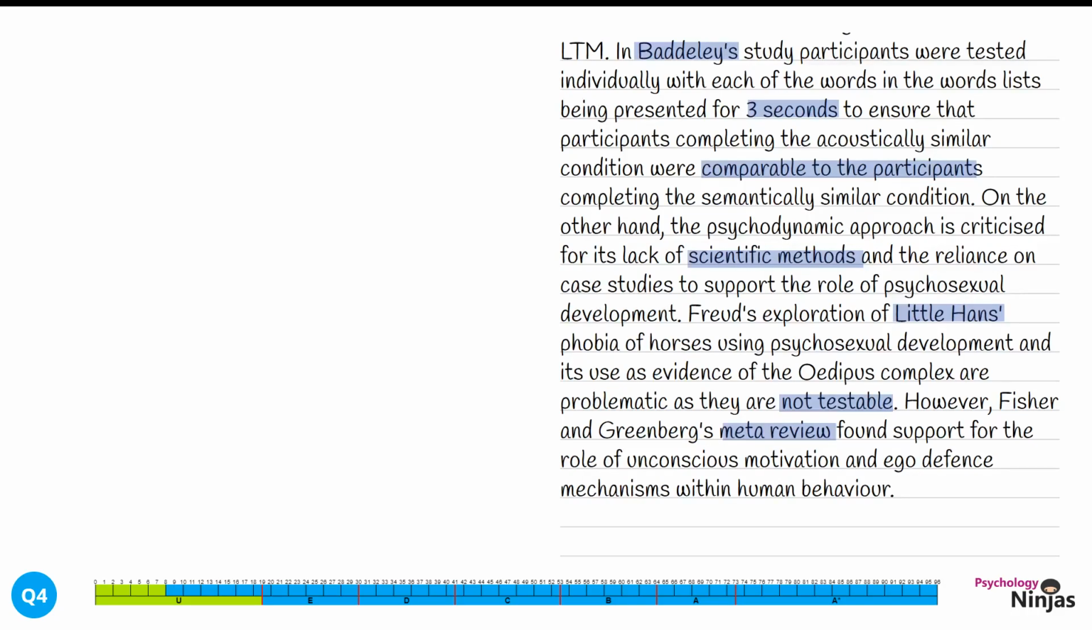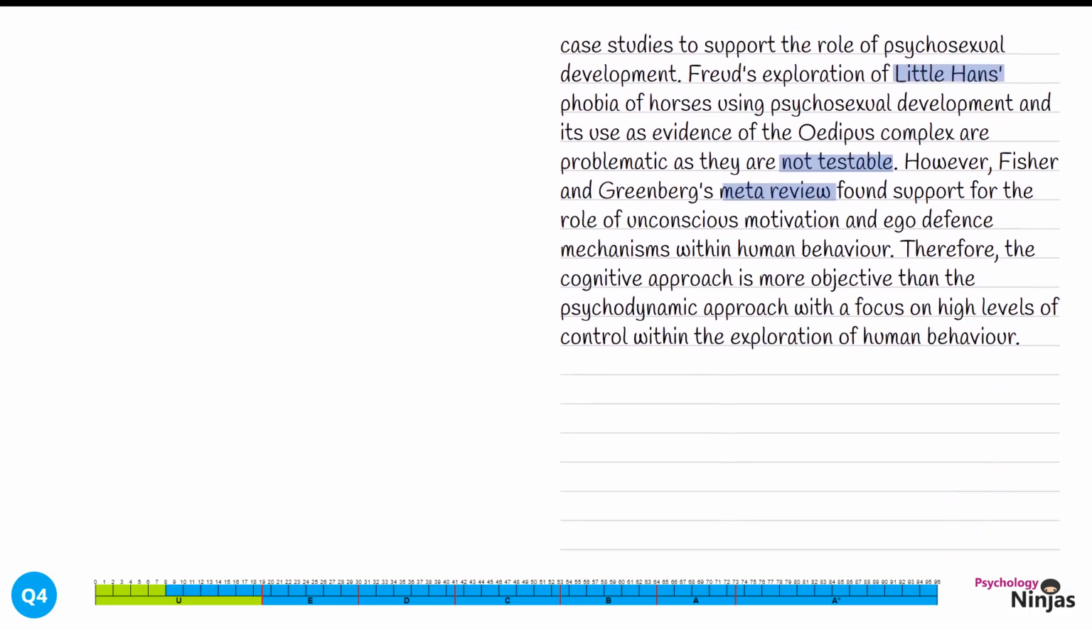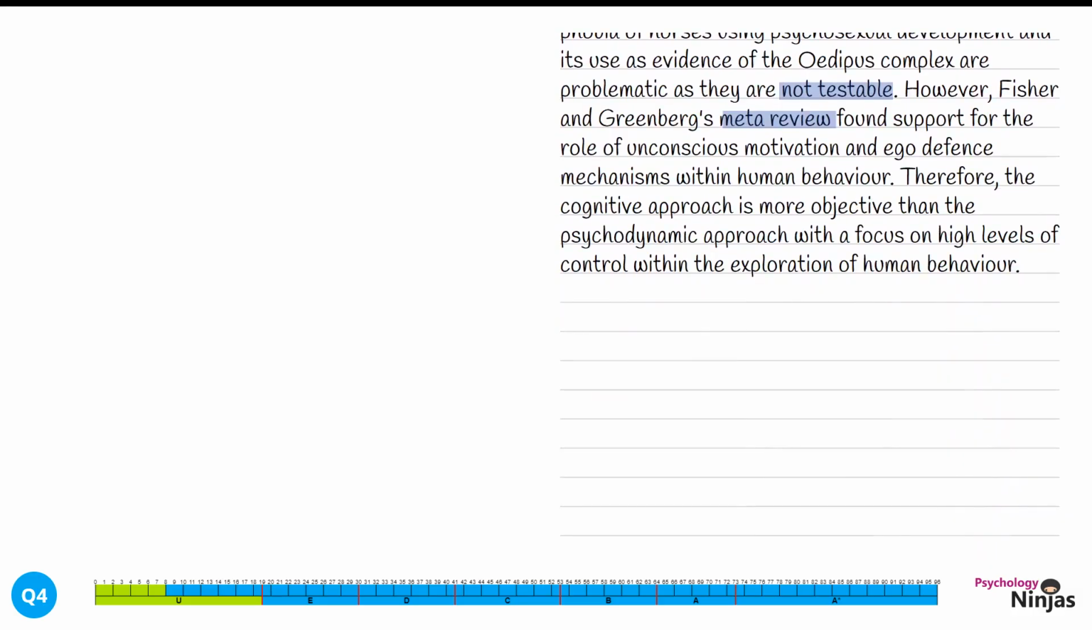To complete our response, we're going to give a judgment for our comparison between these two approaches and which is more scientific. Therefore, the cognitive approach is more objective than the psychodynamic approach, with a focus on high levels of control within the exploration of human behaviour. We've been definitive in our judgment here, saying that the cognitive approach is more objective.